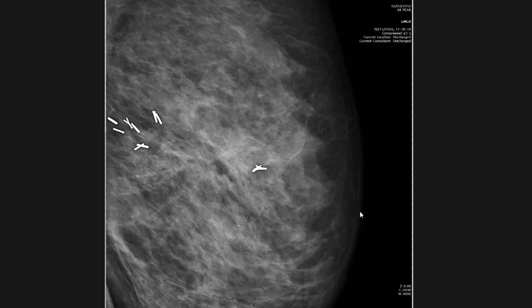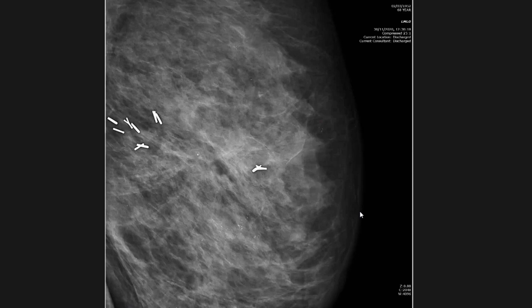Okay, in magnification view, I can appreciate a few microcalcifications which are different in shape. Few are elongated and few are pinpoint nodular, and these are in a clustered orientation. So these are pleomorphic type of calcification, but I cannot appreciate any discrete radio-opaque lesion. So I will do a compression view next.